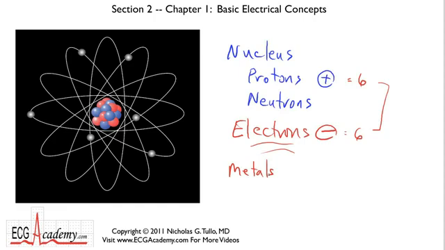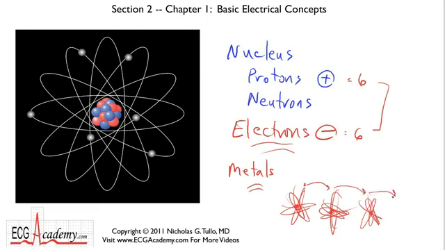Well, we all know metals, right? Iron, copper, zinc, aluminum, those are all metals. Well, it turns out metals have a loosely connected electron. And if you have a bunch of atoms kind of all sort of like close to each other, then what happens is the electrons can jump from one atom to another.